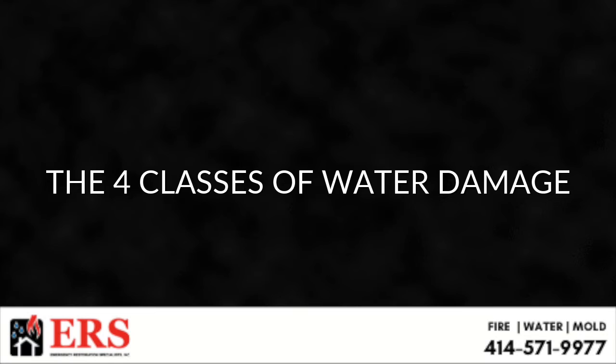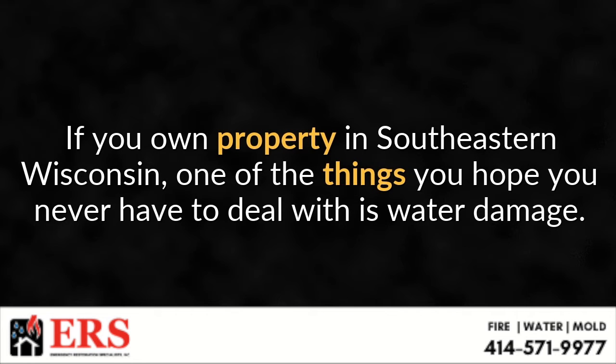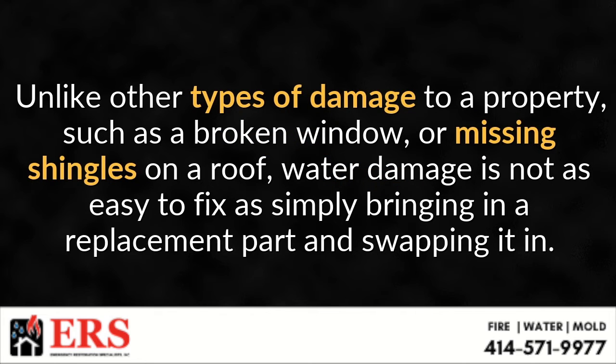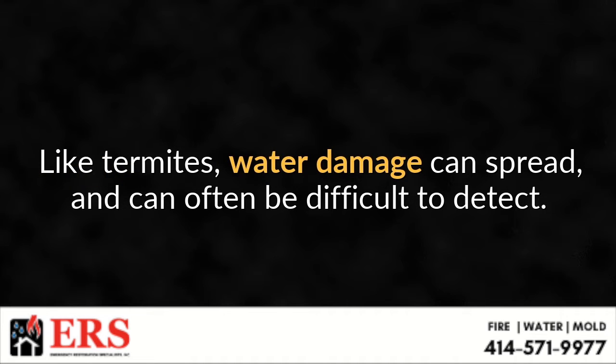The four classes of water damage. If you own property in southeastern Wisconsin, one of the things you hope you never have to deal with is water damage. Unlike other types of damage to a property, such as a broken window or missing shingles on a roof, water damage is not as easy to fix as simply bringing in a replacement part and swapping it in. Like termites, water damage can spread, and can often be difficult to detect.